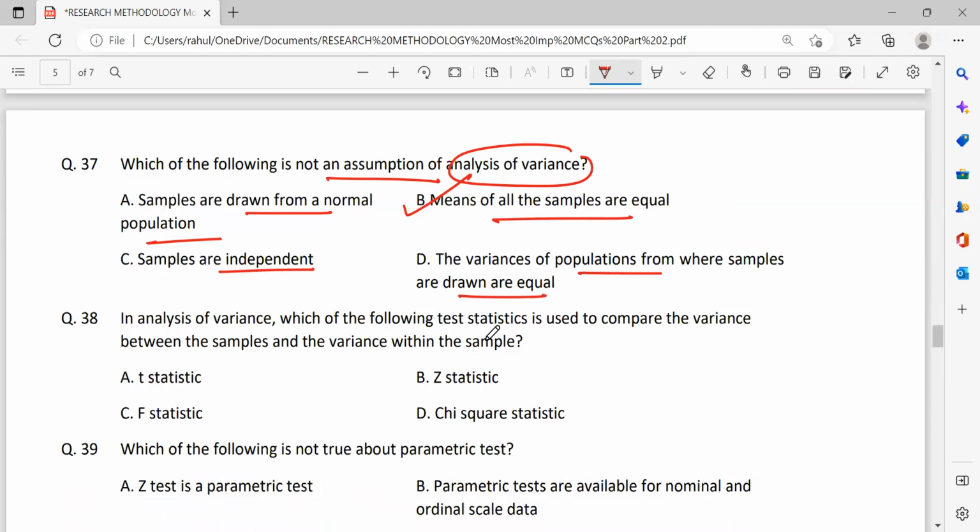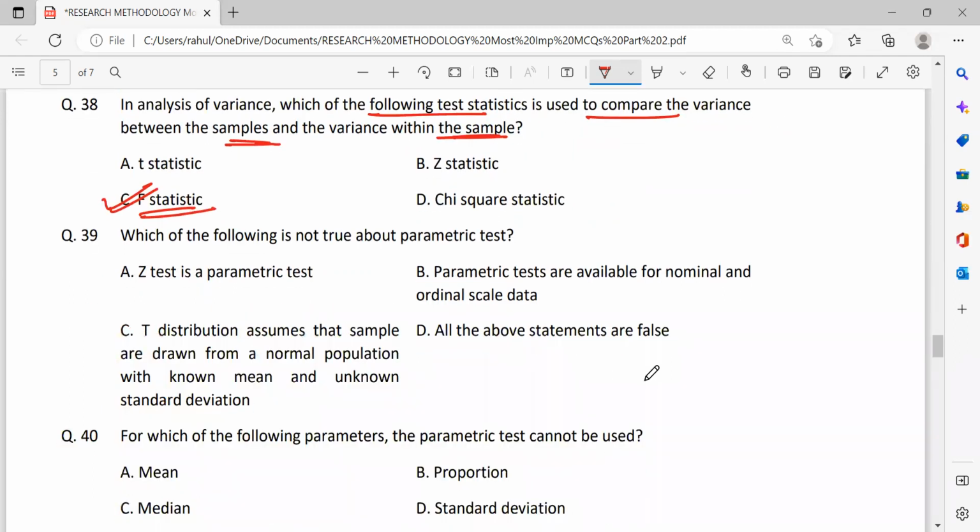Question number 38. In analysis of variance, which of the following test statistics is used to compare the variance between the samples and the variance within the samples? Between the samples and within the samples. F statistics. Right.